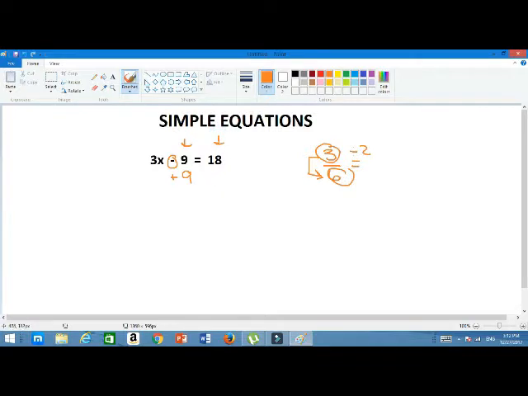Now we're going to add the negative 9 to the plus 9 and it equals 0, so we can just automatically remove that, and then 18 plus 9 equals 27. So we're left with 3x equals 27, because you don't have to write the 0.